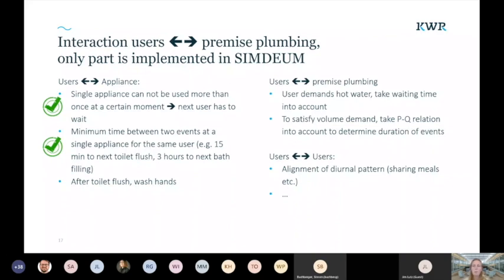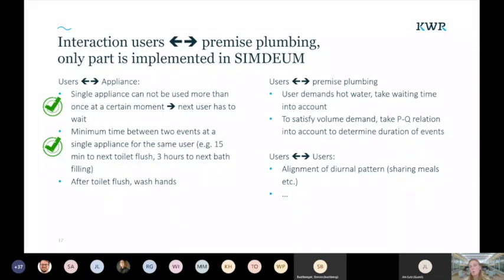We also might assume that people would not flush the toilet, all of the toilet flushes within an hour. So we'll put some minimum time between uses. That's also implemented. People typically or hopefully wash their hands after toilet flushing. That's not implemented.